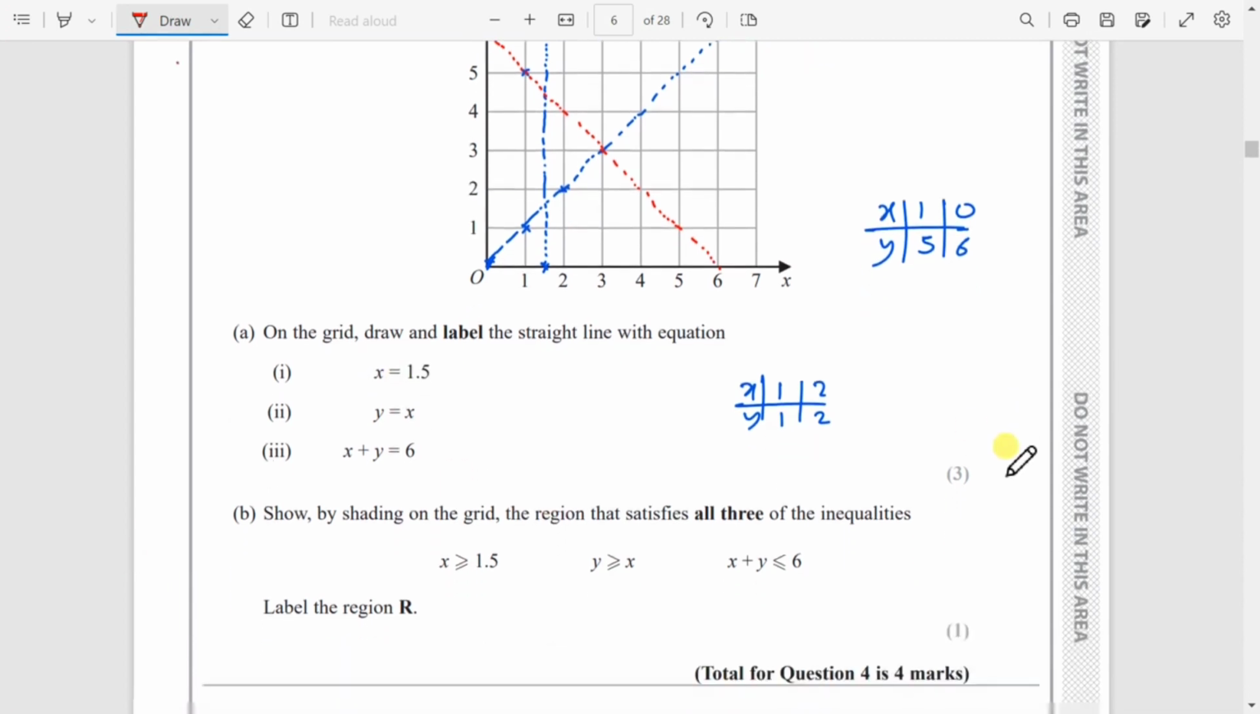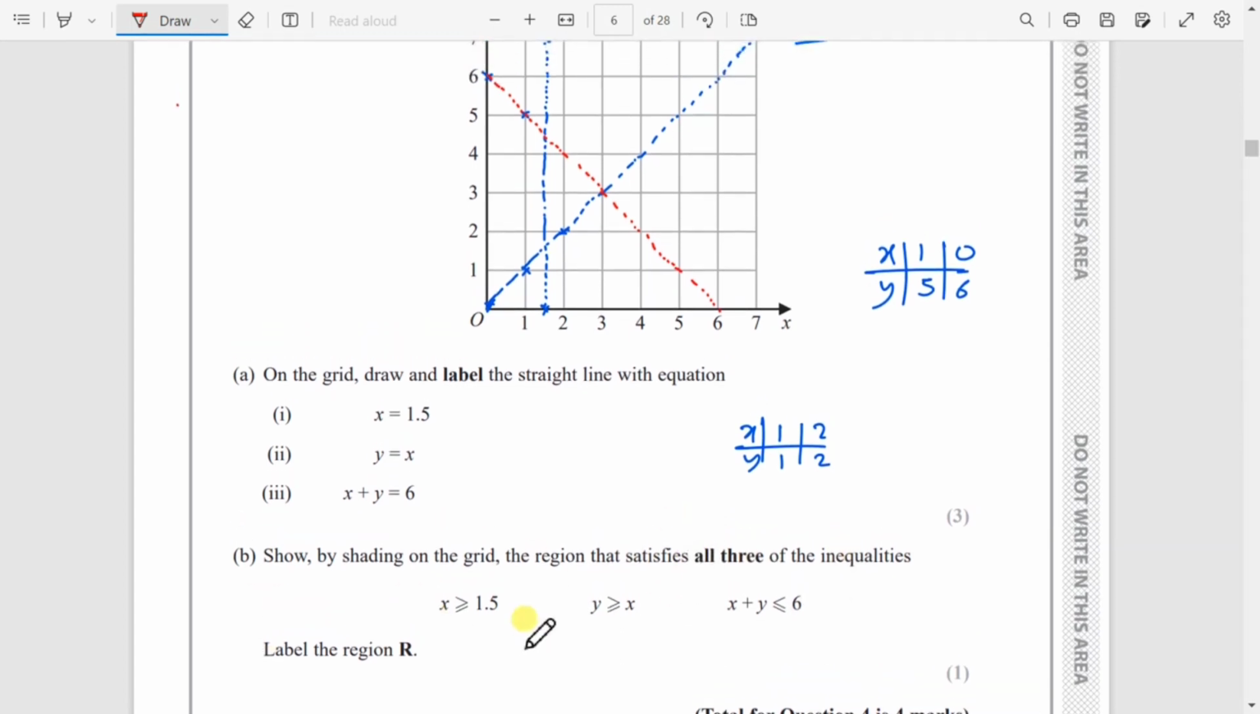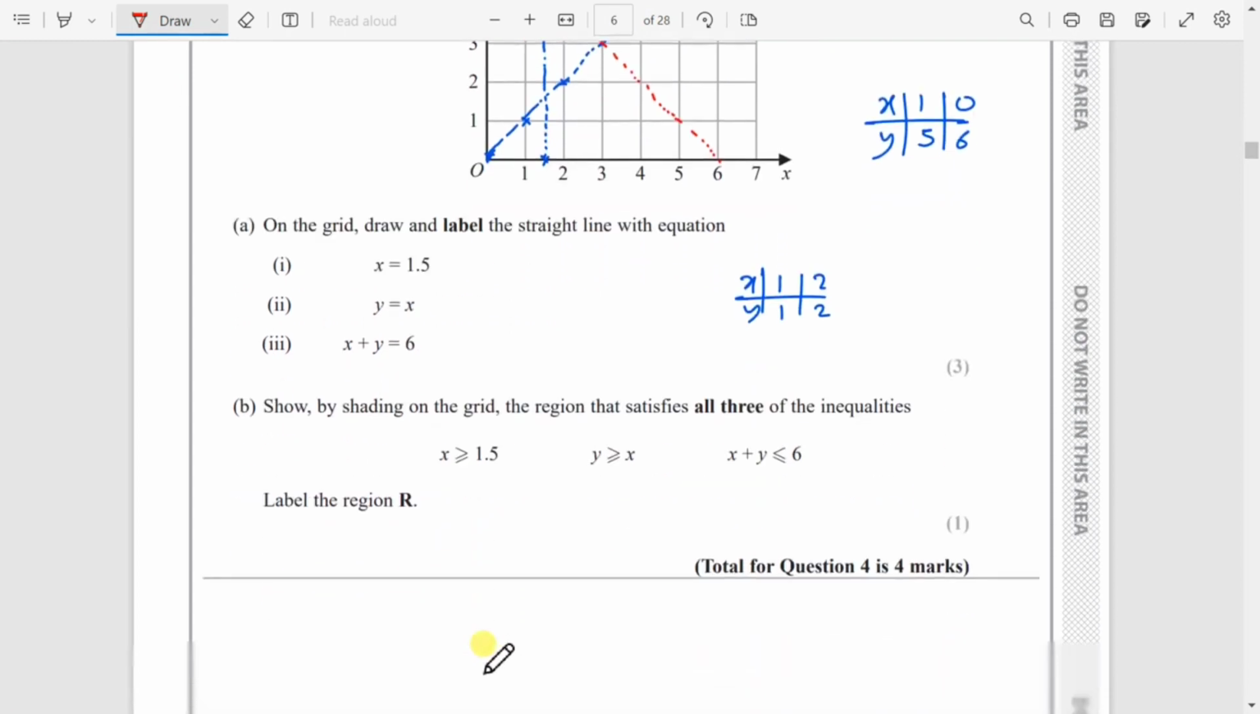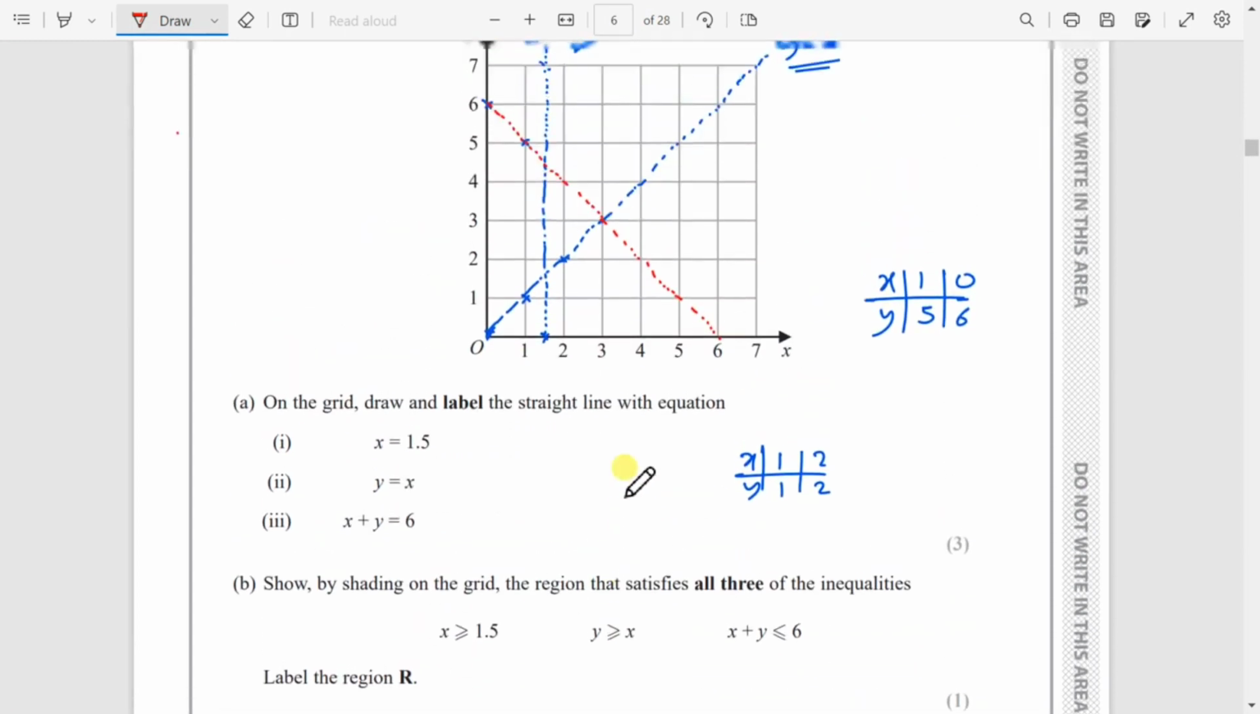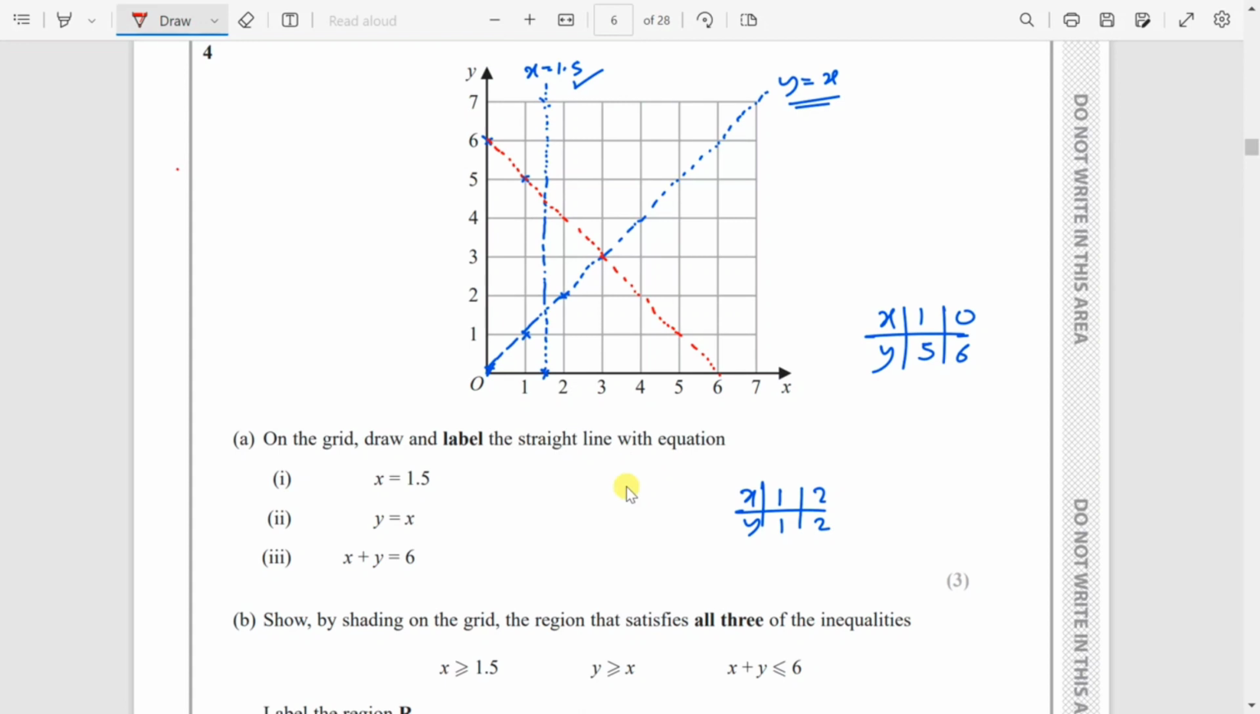Now, part B. Show by shading on the grid the region that satisfies all 3 of these inequalities. So here come inequalities, guys. What does this mean? Well, the first one says x is greater than or equal to 1.5. So that means you're going to shade everything greater than 1.5. We draw this x equals 1.5 line, so you shade in the right hand side of it. We're not going to shade all of it, but we know it's going to be somewhere on the right hand side. So what we do, we cross out the left hand side. It means we're not going to use this side. We're going to basically just eliminate what we're not doing.